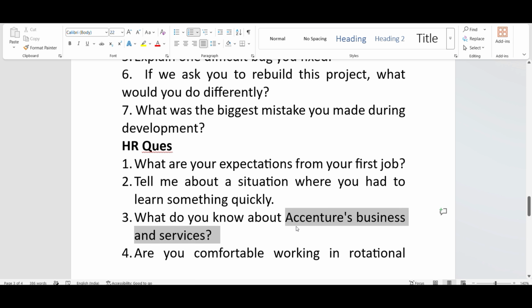Many of the candidates are going for the interview without knowing anything about the company. If you have an interview, try to write 2 to 3 points about the company in your notes and learn them by heart. Then you will remember those and you can tell the interviewer whenever they ask.